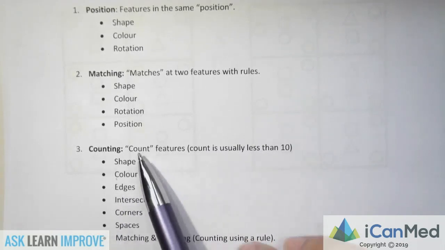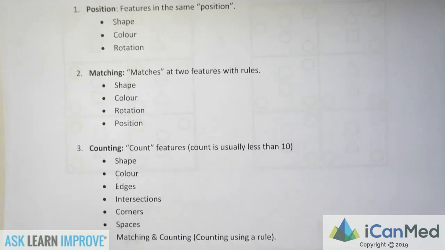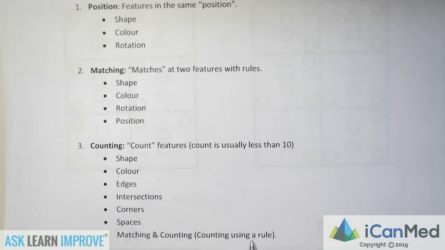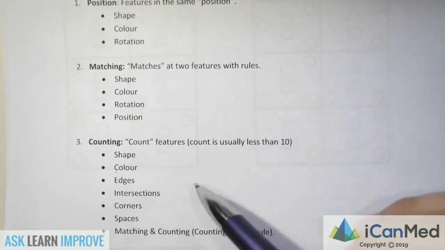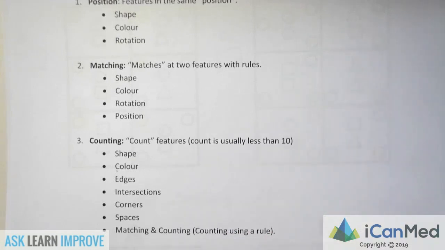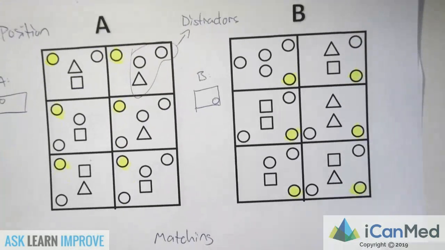Now if it's not a counting pattern, but it still looks like counting is involved, it will be a matching and counting. So you're counting using a special rule. Okay, so matching and counting, you're still counting these things, but just counting them in a special way somehow. That actually forms a pattern. Okay, we'll have examples of this in the next one.